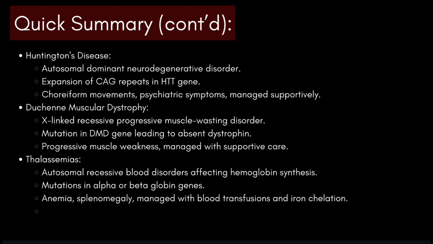Thalassemias, autosomal recessive blood disorders affecting hemoglobin synthesis, mutations in alpha or beta globin genes, anemia, splenomegaly managed with blood transfusions and iron chelation.